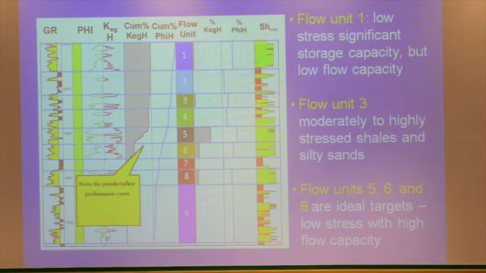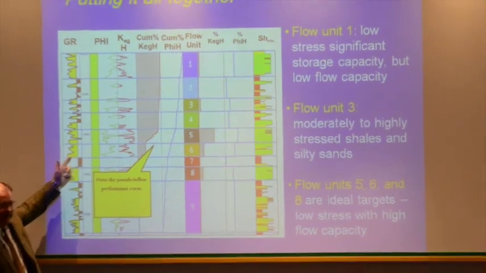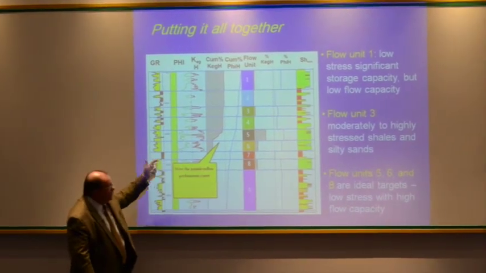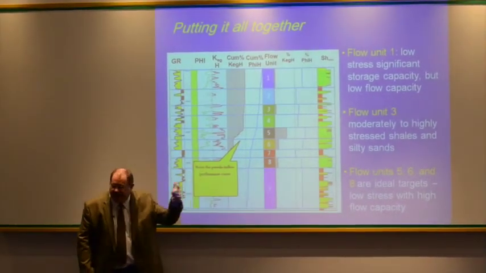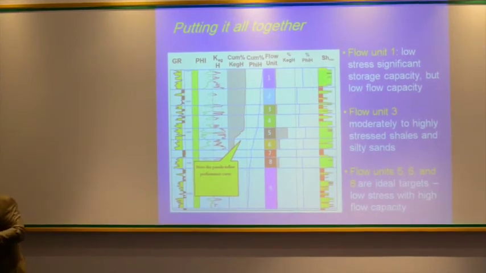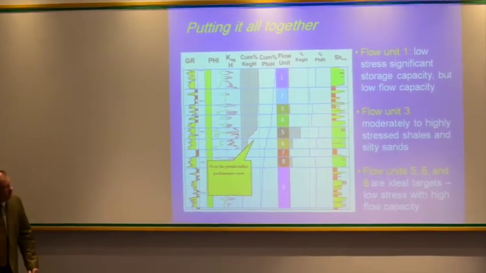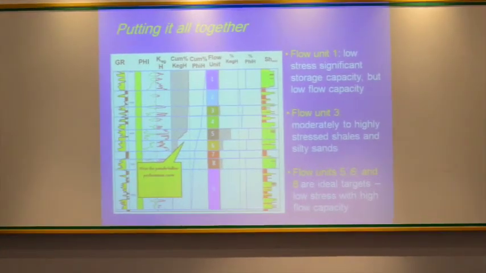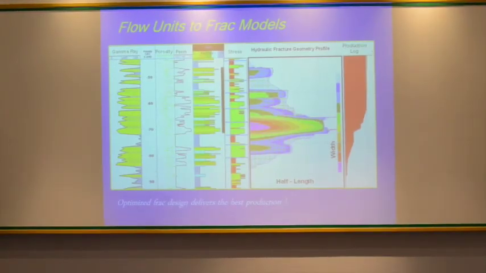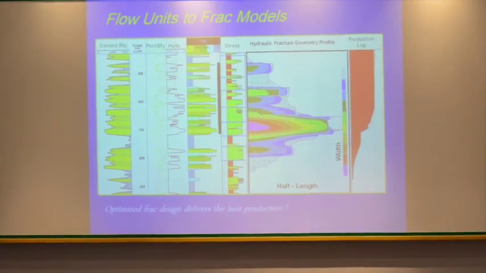And then finally, flow units 5 and 6, and even number 8 to a lesser degree, those are ideal targets, right? They've got a tremendous amount of KGH, gas permeability thickness, and are very low stress. So those are in fact what we call the middle Barrick AB formations that we've decided now that we want to exploit with horizontal wells. And we're having good results because we're drilling it quickly and it's fracking easily, and we're getting access to all the other storage capacity through the interbedded flow units.